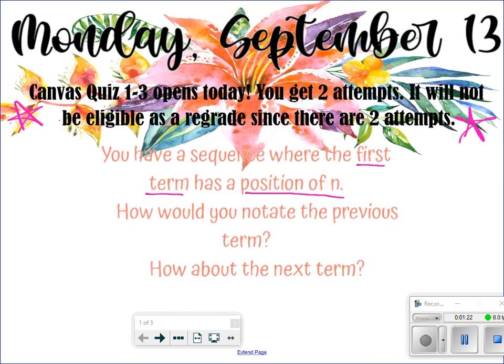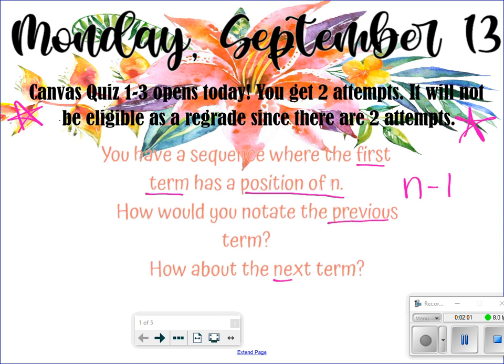What this is saying, if we have a sequence or a number, any number in our sequence, if we're talking about the previous term, the one before it, how could we write that mathematically? Our original term is in position n, so the previous term, the one before it, would be n - 1.